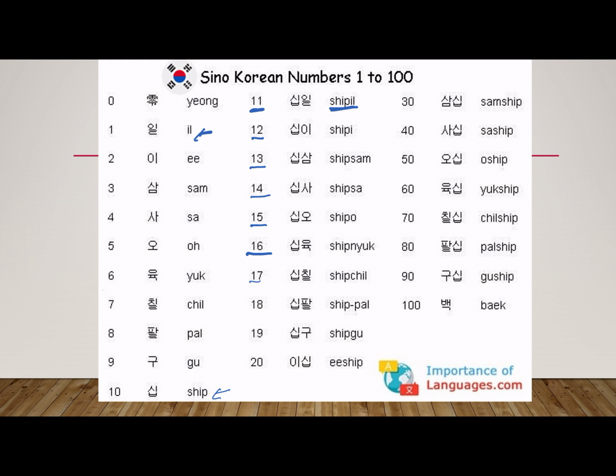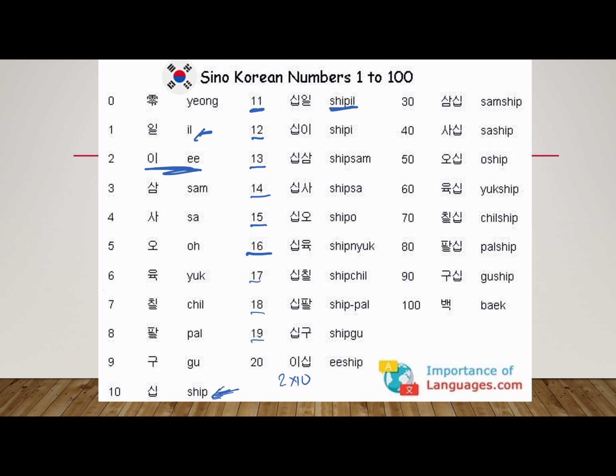Ship chil, ship pal, ship ku, and then 20 is e ship because it is 2 times 10. E ship. And then you have sam ship, sa ship, o ship, yuk ship, chil ship, pal ship, ku ship, and pek. And those are the Sino-Korean numbers.